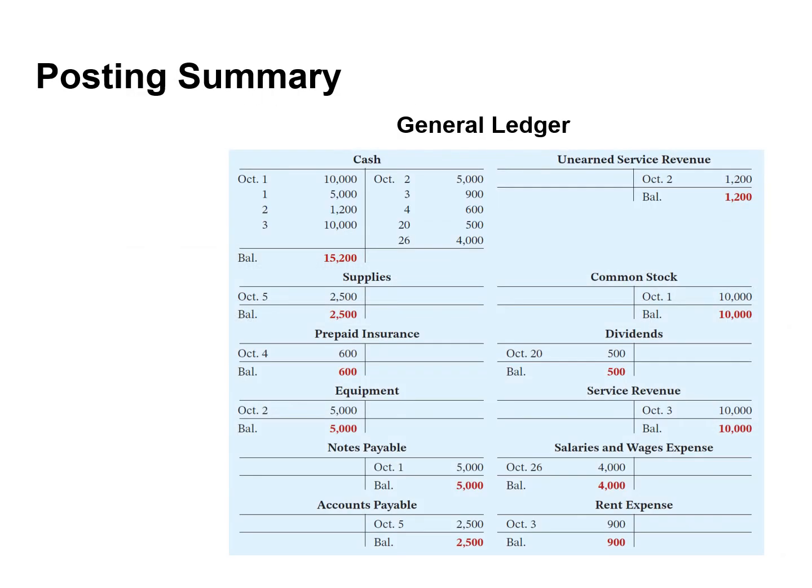This is Sierra's general ledger for the month of October. The ledger provides the balance in each of the accounts, and it's highlighted in red, as well as keeps track of changes in these balances.